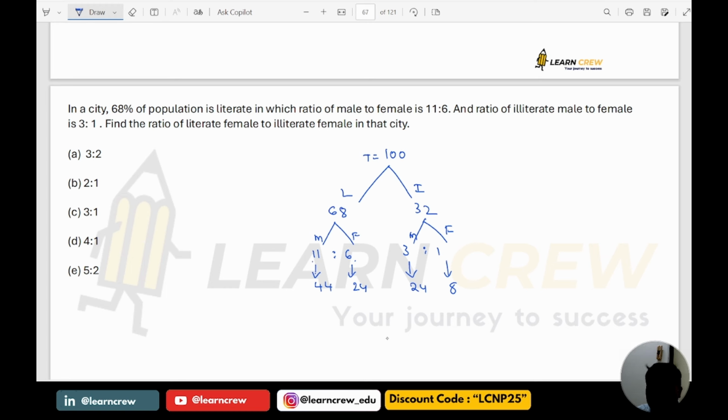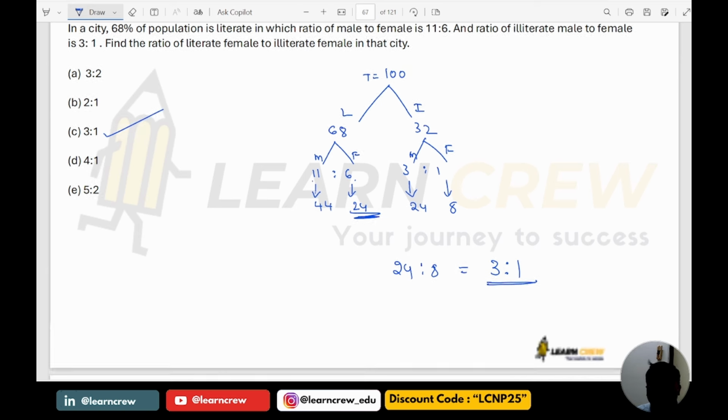Literate female, how much? 24. Literate females are 24, and illiterate females are 8. So 24:8, which is 3:1. So the answer is 3:1.